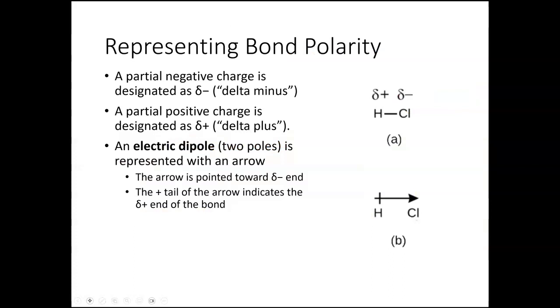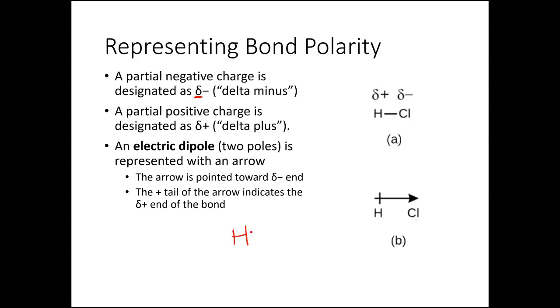So if we wanted to write the bond polarity, we use this lowercase Greek delta, and that's this letter here, and then we say delta minus or delta plus. And so here's another example.